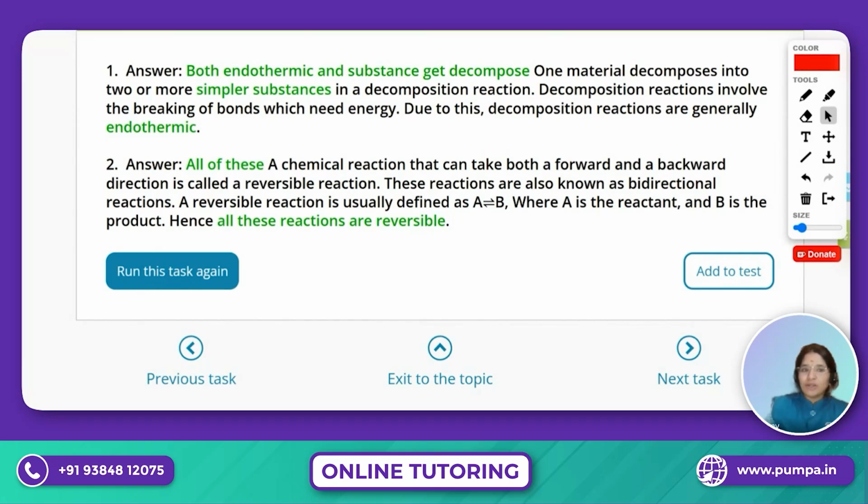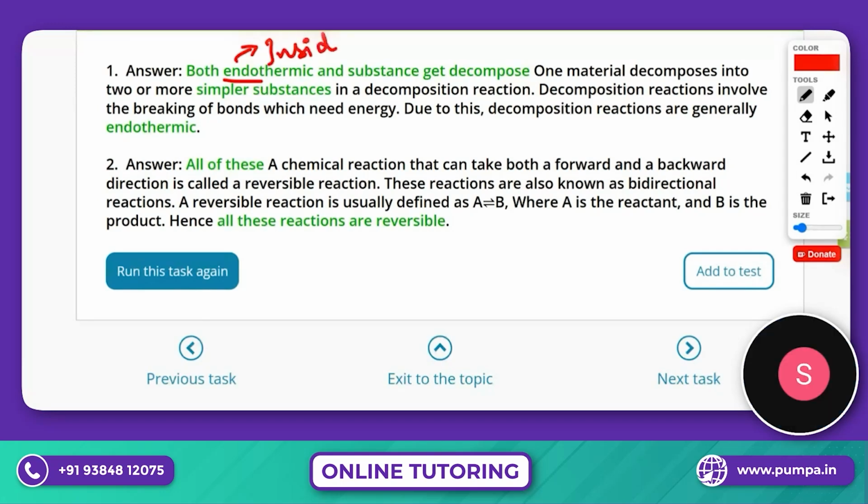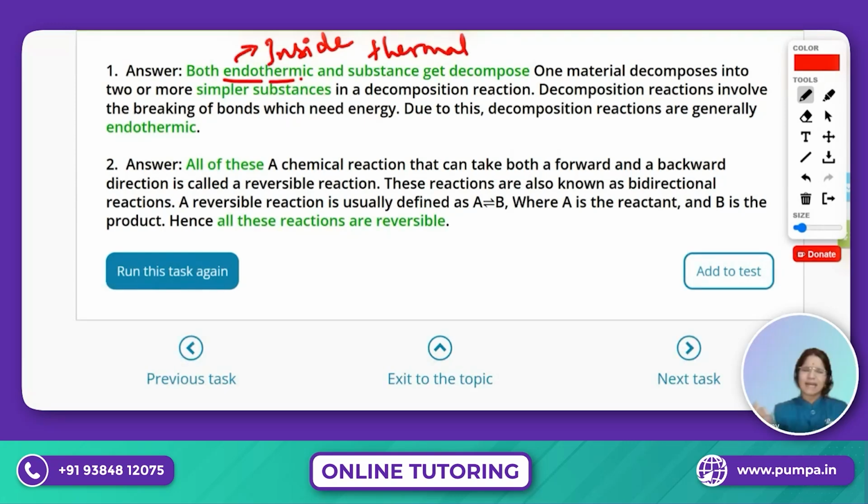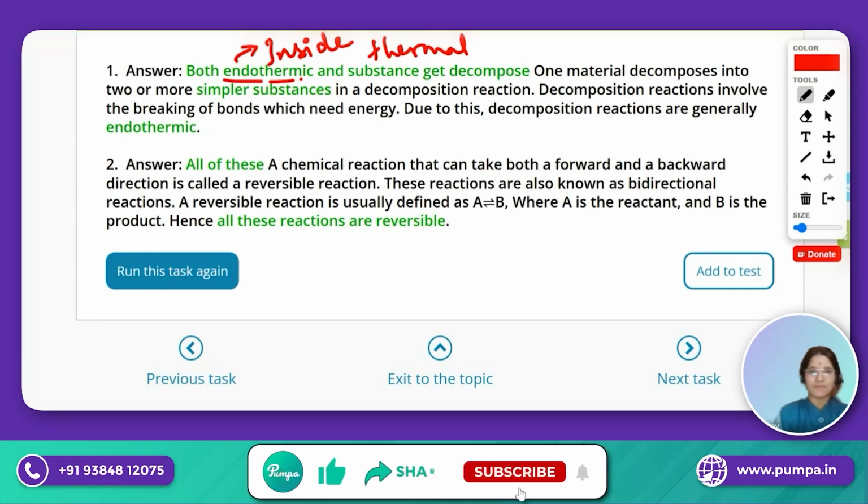Endothermic means, endo means inside. You can note this down, everyone is taking notes, right? Yes, ma'am. Endo means inside, thermic means thermal energy. It is absorbing the thermal energy inside. So we call them endothermic reactions. Those reactions which absorb the heat energy, we call them endothermic reactions.